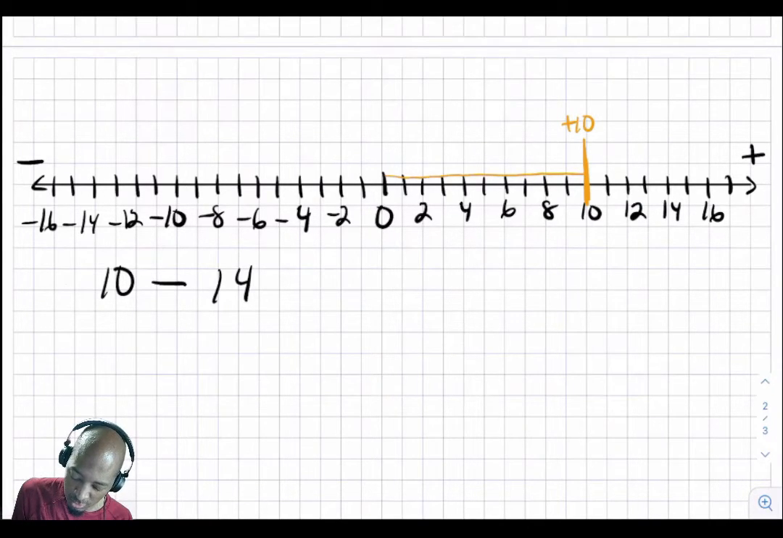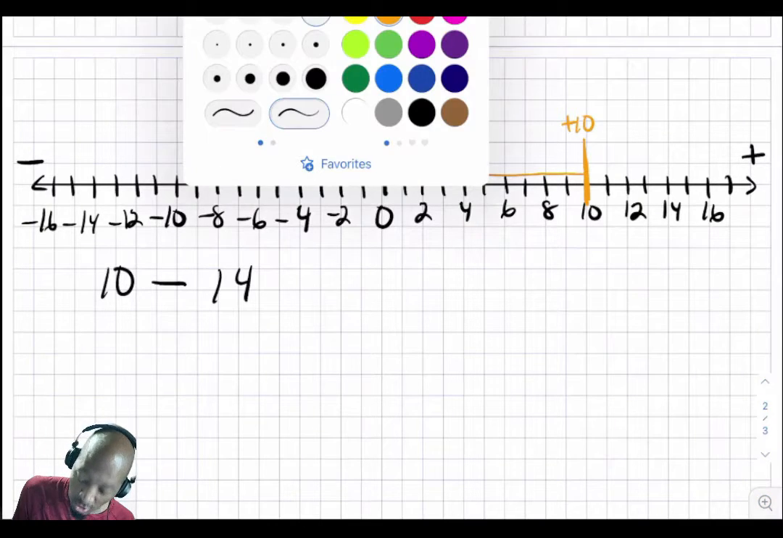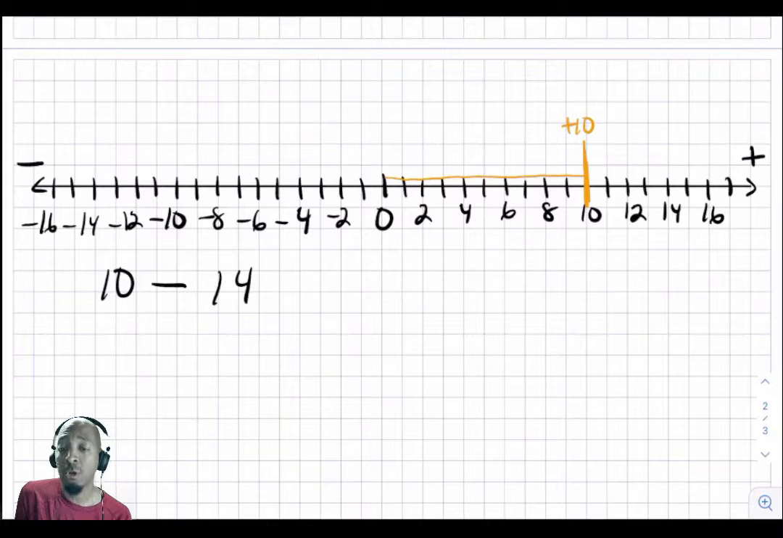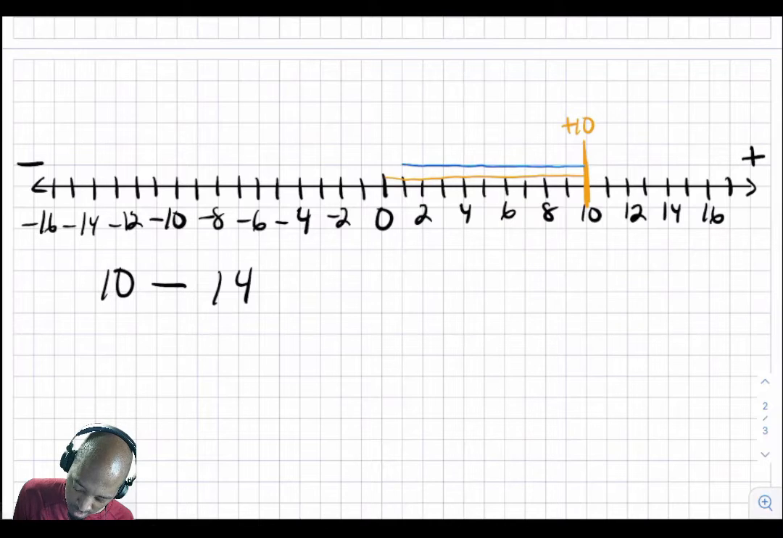Okay, again, I'm gonna use blue. So I'm starting where I left off. I'm going 14 units to the left because it's negative, or minus 14. So it's like 10 minus 14 or 10 negative 14, however you want to look at it. I'm starting from here. 1, 2, 3, 4, 5, 6, 7, 8, 9, 10, 11, 12, 13, 14. And you see where it landed. And of course my line disappeared. But you see where it landed.